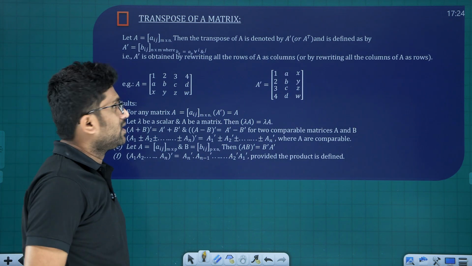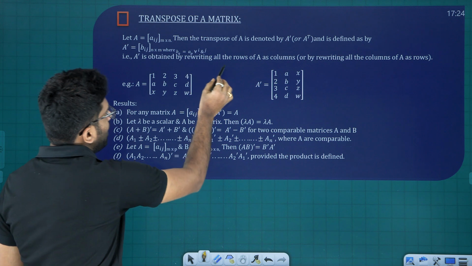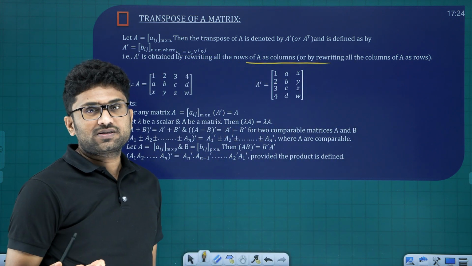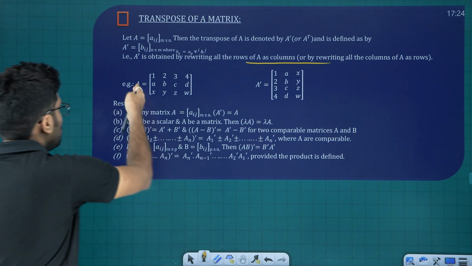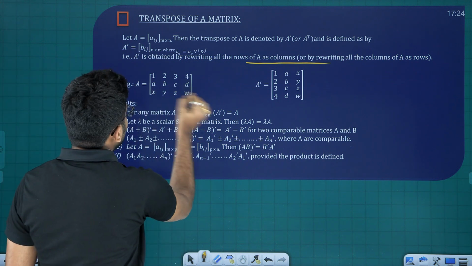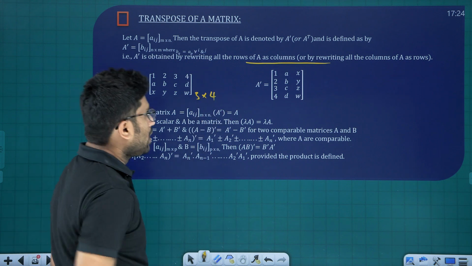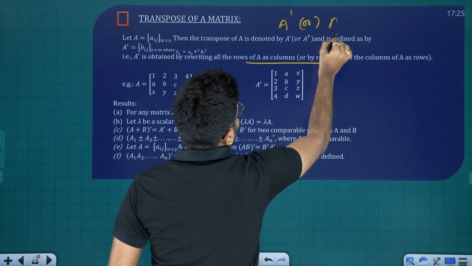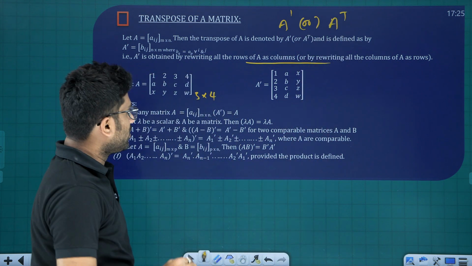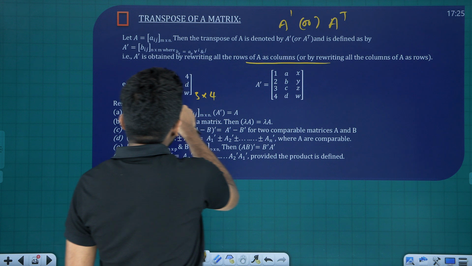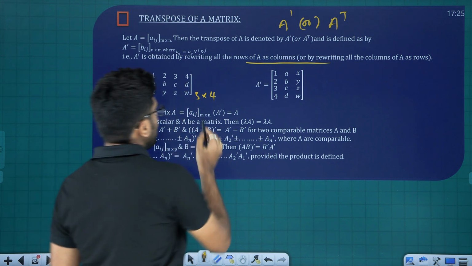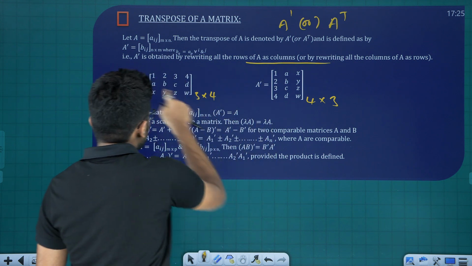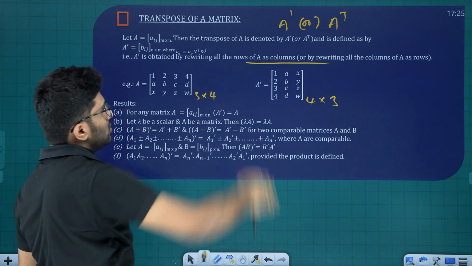Next, transpose of a matrix. If a matrix is obtained by interchanging the rows and columns of the given matrix, then such a matrix is called the transpose of the given matrix. Let's say A is any matrix of order 3 by 4. Generally the transpose is denoted as either A dash or A power T. Now see this, friends. When you transpose the given matrix, the order will also be reversed. 3 by 4 becomes 4 by 3. First row becomes first column, second row becomes second column, third row becomes third column.